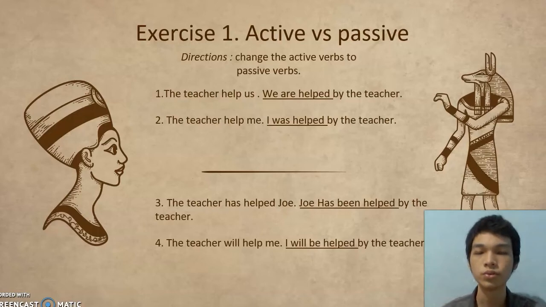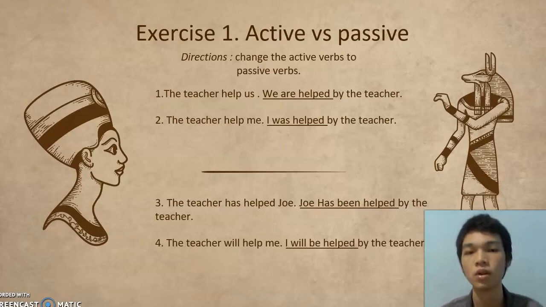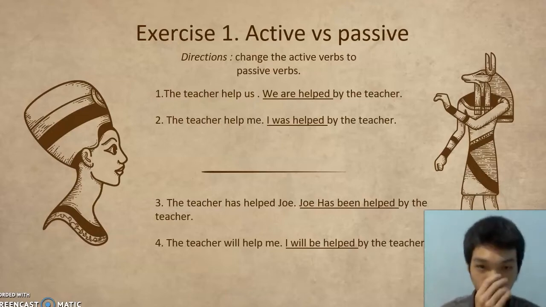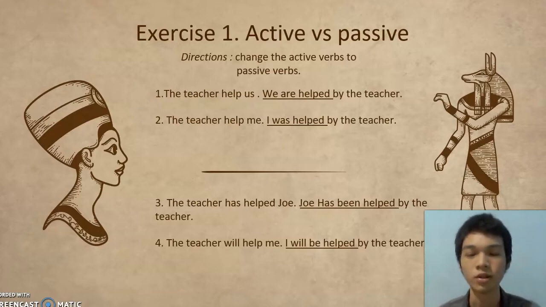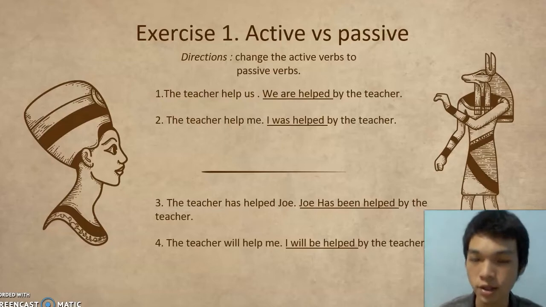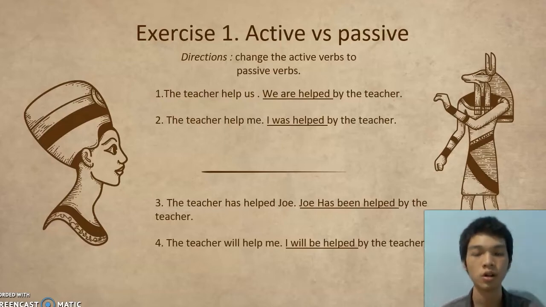For number 2, the answer is "I was helped by the teacher." I think you already know what the answer is, right? Actually, you will correct that number. Number 3 is "The teacher has helped Joe," and the answer is "Joe has been helped by the teacher."